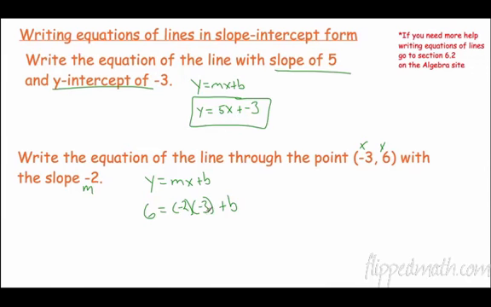So negative 2 times negative 3 is 6, so 6 equals 6 plus b. Subtract 6, and then we get b is 0. So now I can plug in my b and my m. Y equals negative 2x plus 0. Well, I don't need to write plus 0, so I'm just going to leave it as y equals negative 2x. All right, again, I know that that's pretty quick. If you need more help on this, go to 6.2. There's a lot more video there.